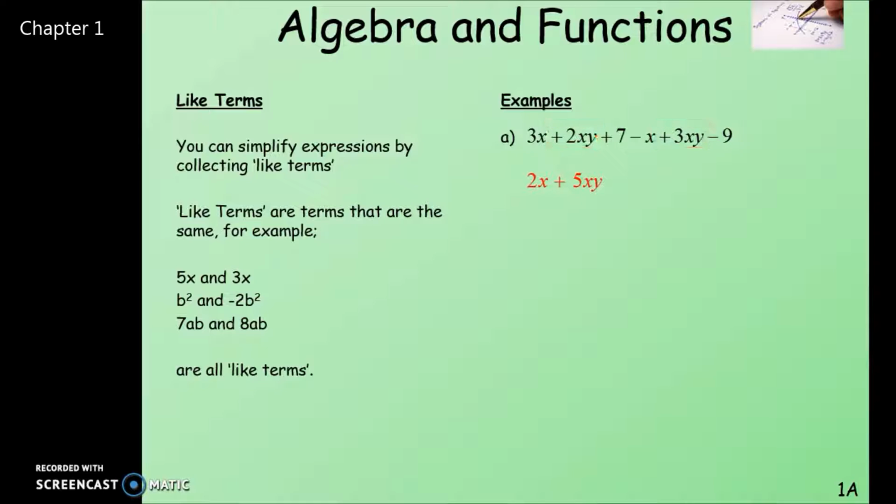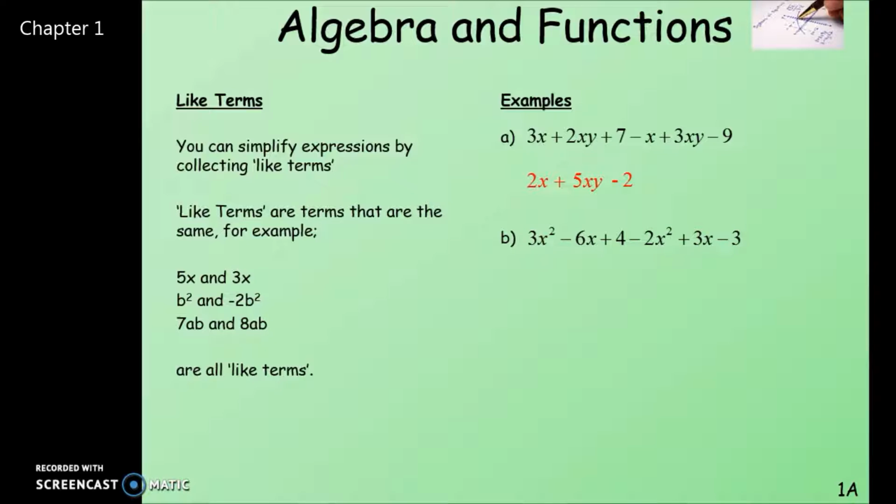And we've got some numbers. So again, the signs are in front of the number. So it's a plus 7 and a minus 9. When we combine them, what does that give us? It's going to give us minus 2. And there we go. It's simplified. Next one. Again, pause the video. Have a go.